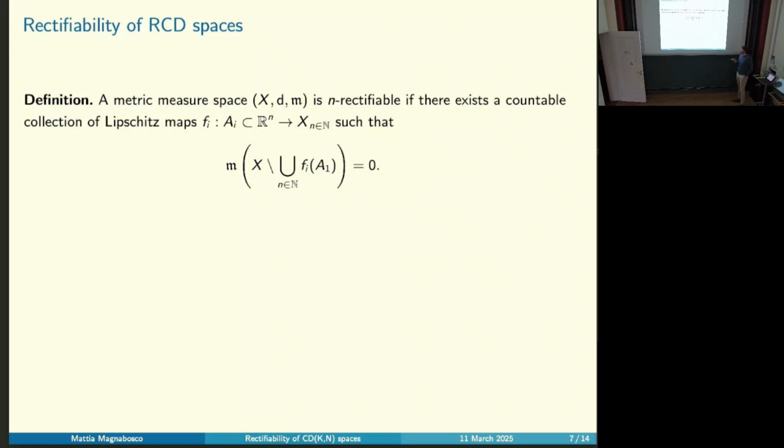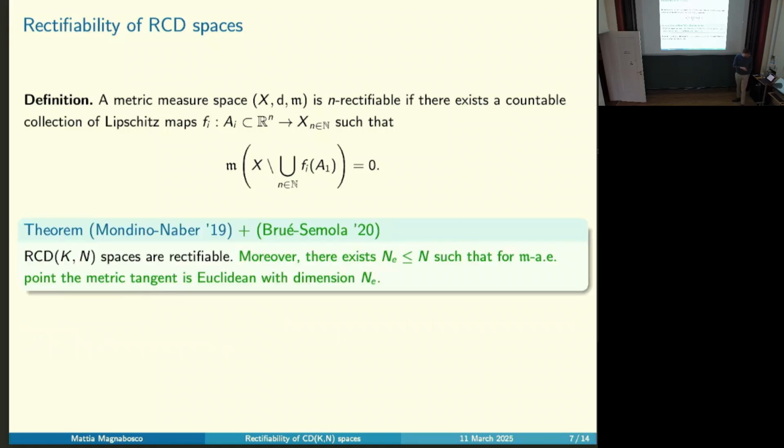So, the point is that RCD spaces are rectifiable, and this is a theorem by Mondino and Naber. So, every RCD space is rectifiable, meaning there exists an n such that it is n-rectifiable. And Mondino and Naber's result was then improved in some sense by Brué and Semola, who proved that there exists an effective dimension n_E, such that at almost every point the metric tangent is Euclidean with dimension n_E.